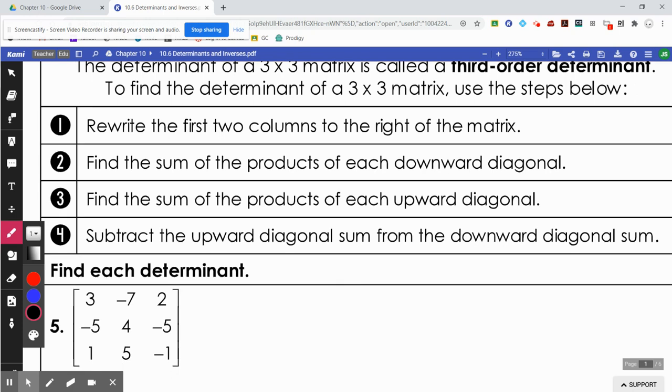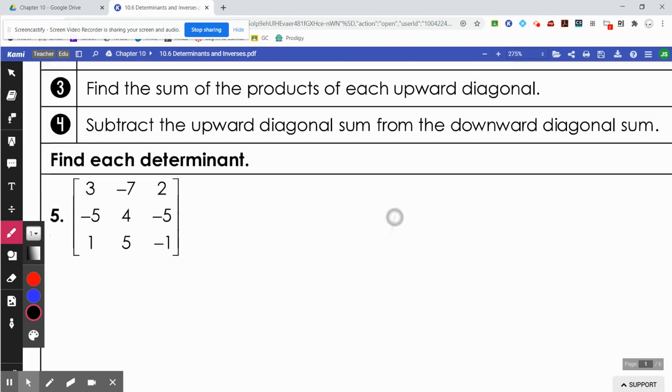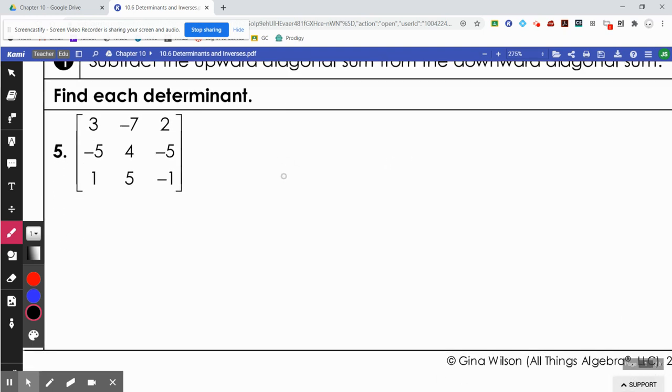We're going to rewrite the first two columns to the right of the matrix. Step number 2, find the sum of the products of the downward diagonals. We're still doing down. Minus, find the sum of the products of the upward diagonals. Subtract the upwards from the downwards. We're still going to do down minus up. So here we go. Shortcut. Take the first two columns and recopy them. 3, -5, 1, -7, 4, and 5.